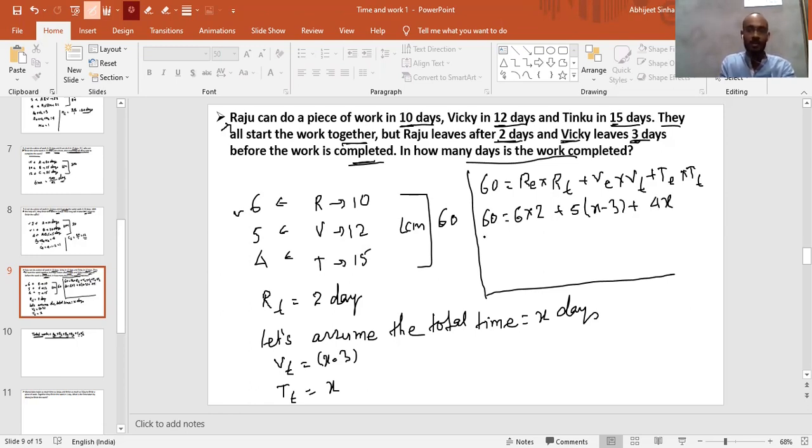So this is 12. Just subtract here, and what you get is 48. Now this side, 5x plus 4x is 9x, minus 15, right? So add this 15 here, and you get 9x equals 63, and we get x equals 7. So the question was, in how many days is the work completed, and we are getting the answer as 7 days. I hope this is clear to you. Shreya answers this is 7. Very good.